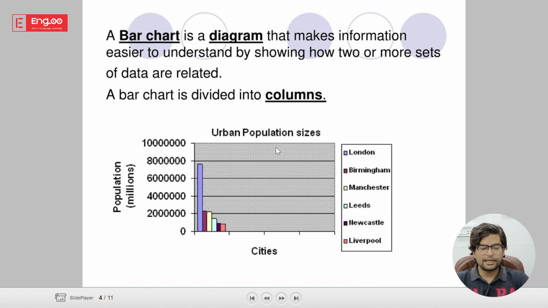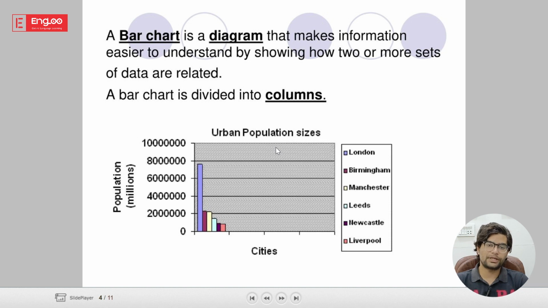Today you just need to go through all the types and understand how they are different from one another. Secondly, a bar chart is a chart in which you can see bars. It is a diagram that makes information easier to understand by showing how two or more sets of data are related. A bar chart is divided into columns. As you can see, we have urban population size and cities with the population given in this chart.